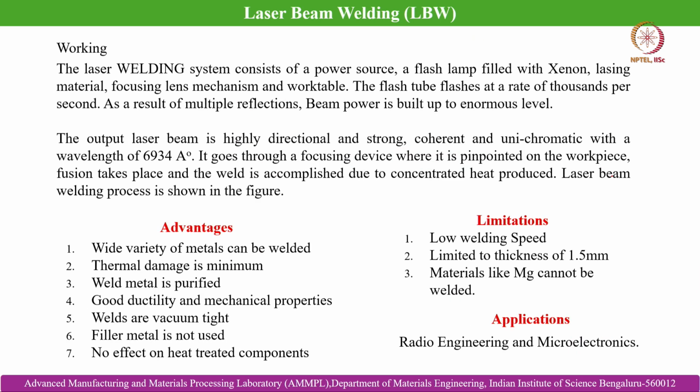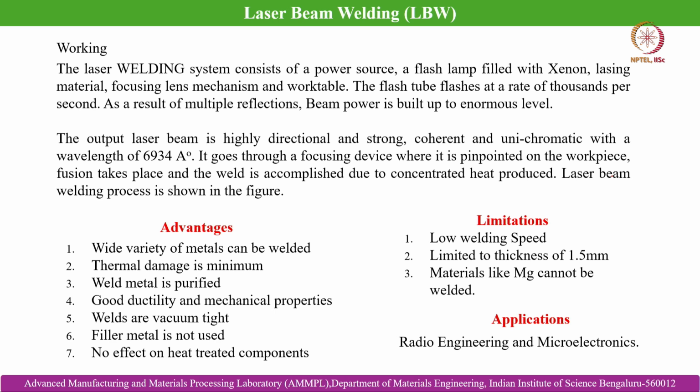So, what is the working principle? The laser welding system consists of a power source, a flash lamp filled with xenon, lasing material, focusing lens mechanism and work table. The flash tube flashes at a rate of thousands per second. As a result of multiple reflections, beam power is built up to an enormous level, and the output laser beam is highly directional and strong, coherent and monochromatic, with a wavelength of approximately 6900 Angstrom. It goes through a focusing device where it is pinpointed on the workpiece and fusion takes place, and the weld is accomplished due to the concentrated heat produced.